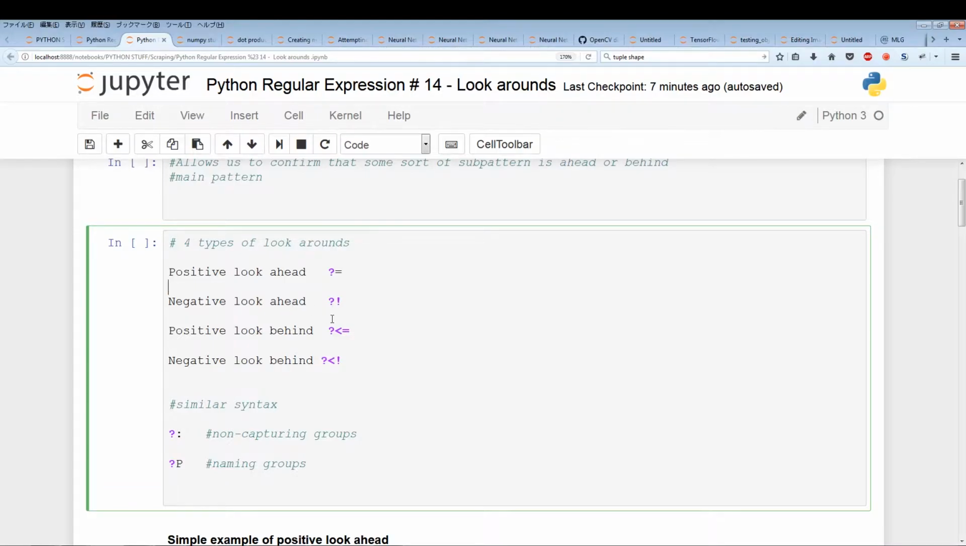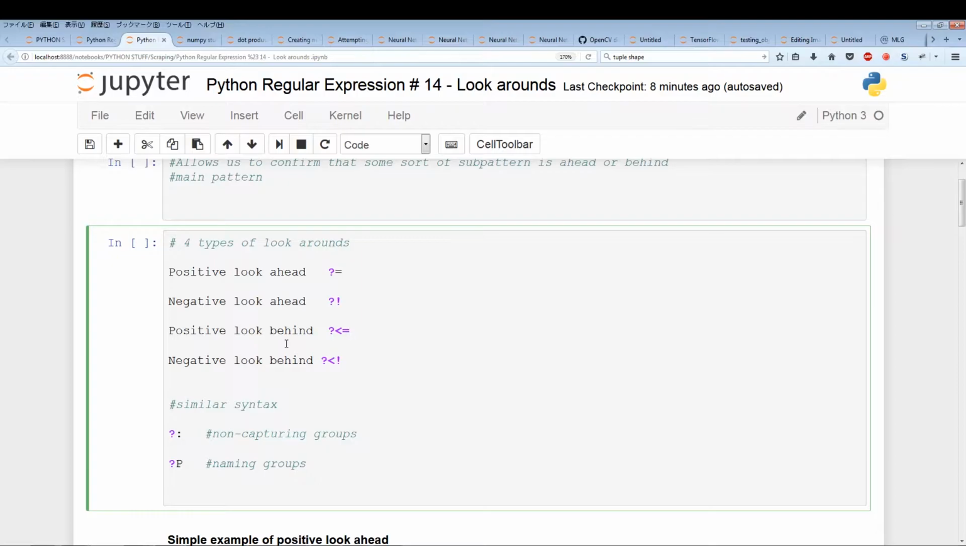Earlier I had said we're looking for sub patterns ahead or behind. We can also look for sub patterns that are not. We want to confirm that this sub pattern is not ahead of our pattern or behind our pattern. So a negative look ahead is a question mark followed by an exclamation point. The one thing you want to realize is that an equal sign means positive and an exclamation point means negative. Those are the two symbols representing positive and negative.